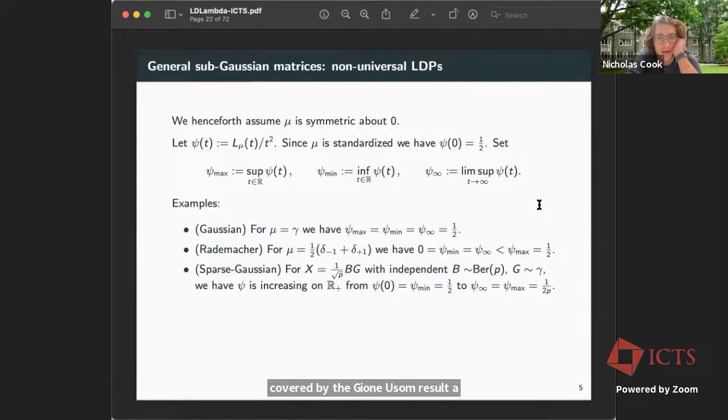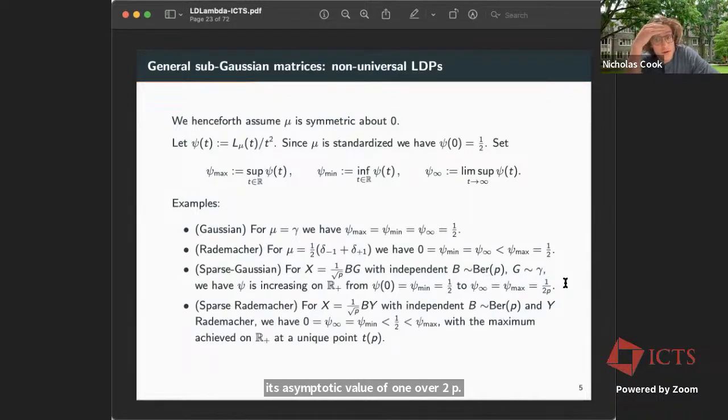A couple of examples that you might like to keep in mind that are not covered by their result, but which we can say things about, are the sparsified versions of these distributions. So the entries could be of this form, say, where you have a Gaussian and then you multiply by an independent Bernoulli variable. And then we have to rescale to make it standardized. So when p is less than one, for p fixed, it's Sub-Gaussian. For p less than one, it's not sharp Sub-Gaussian, because the maximum is 1/2p. And in fact, this curve psi is increasing. So at zero, it takes the value 1/2, and then it increases up to its asymptotic value of 1/2p.